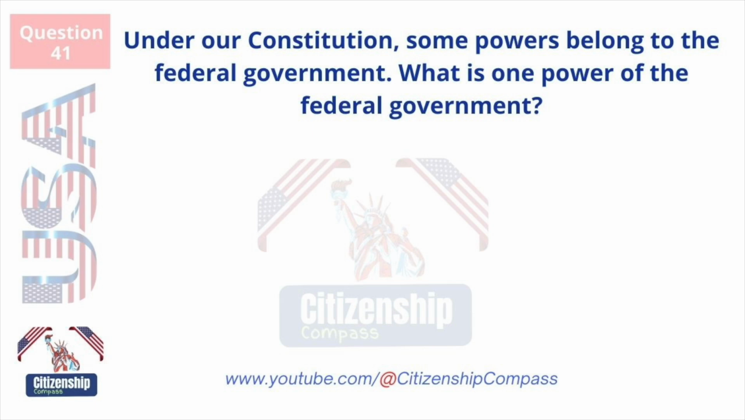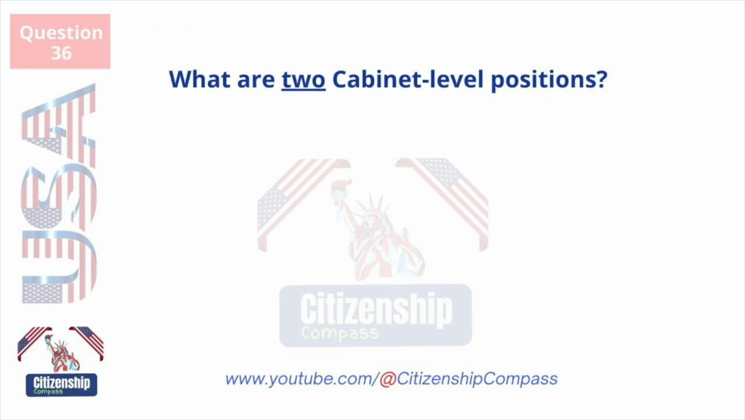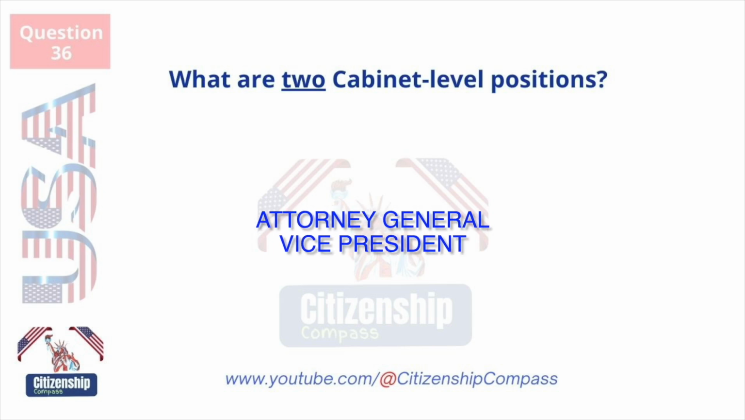Under our Constitution, some powers belong to the federal government. What is one power of the federal government? To print money. What are two cabinet-level positions? Attorney General, Vice President.